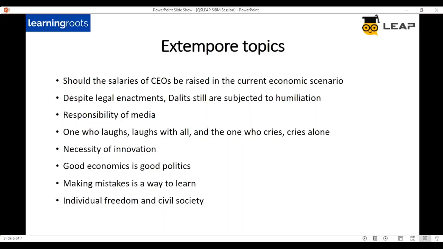There have been topics which are very generic, for example, something like success and attitude. But there have been specific topics, for example, despite legal enactments, Dalits still are subjected to humiliation. Responsibility of media. One who laughs, laughs with all, and the one who cries, cries alone. Necessity of innovation. Good economics is good politics. Making mistakes is a way to learn. Individual freedom and civil society.